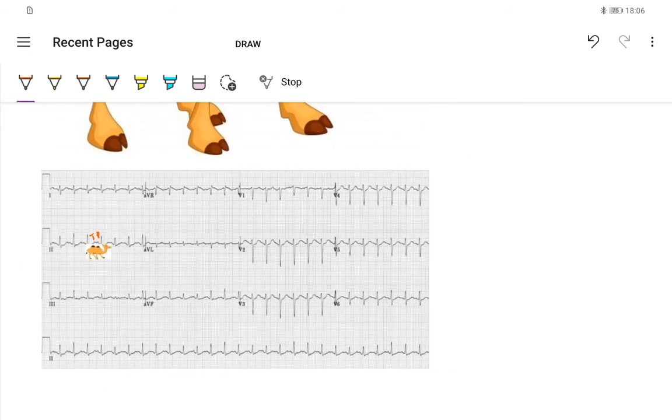So this is regarding sinus tachycardia, how to approach and how to treat it. Sinus tachycardia is usually treated by treating the underlying cause. If the patient is dehydrated, we'll treat the dehydration. If the patient has shock, we'll treat the shock. If the patient has sepsis, we'll treat the sepsis. If the patient has pulmonary embolism, we'll treat the pulmonary embolism.